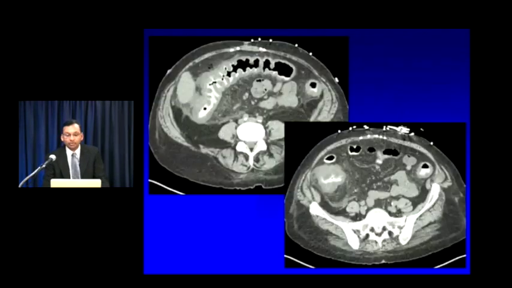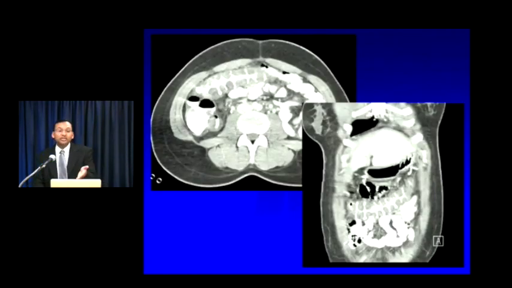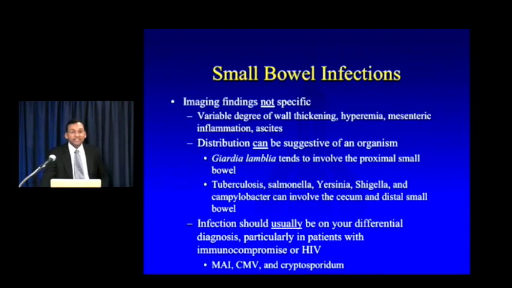So here's a patient who unfortunately we gave positive oral contrast to, was presenting with lower GI bleeding, but you can see there's a pancolitis, extensive submucosal edema, sick in the hospital with recent antibiotics. This turned out to be C. difficile. Here's another example. Again, lower GI bleeding, accordion-like wall thickening of the transverse colon, C. difficile colitis.